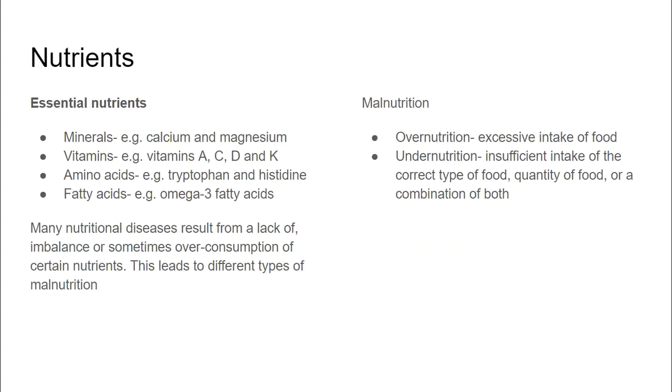more closely. So when we talk about nutrients, there are 4 essential nutrients that we need to have in our diet. We need minerals, vitamins, amino acids, and fatty acids. So many of our nutritional diseases result from a lack or imbalance, sometimes even an overconsumption of these nutrients. This can lead to different types of malnutrition. When we look at malnutrition, we can look at overnutrition, which is an excessive intake of food, or undernutrition, where we have insufficient intake of food. Sometimes it's the incorrect type, the quantity is not enough, or we see a combination of both.